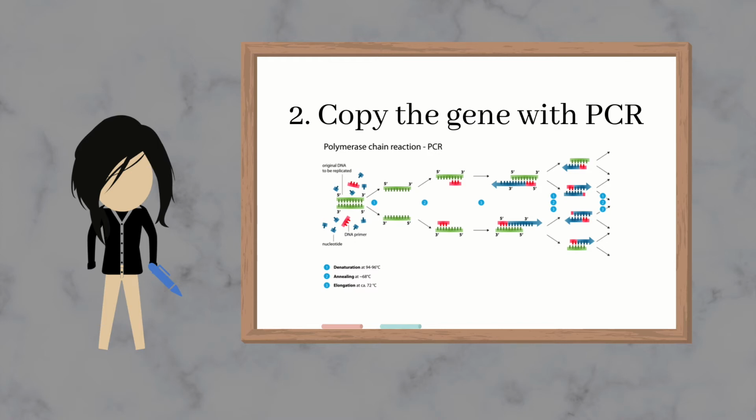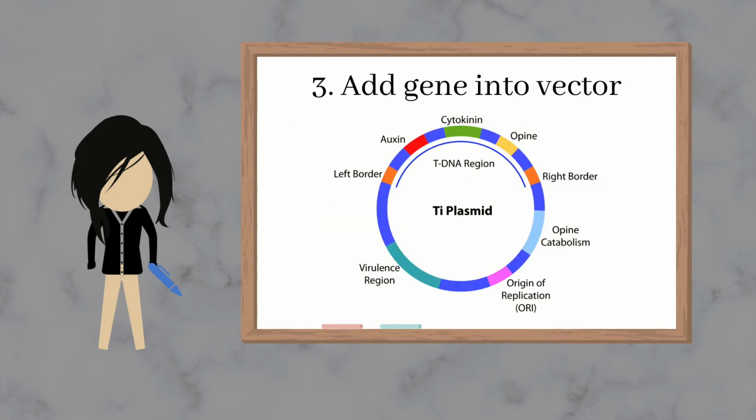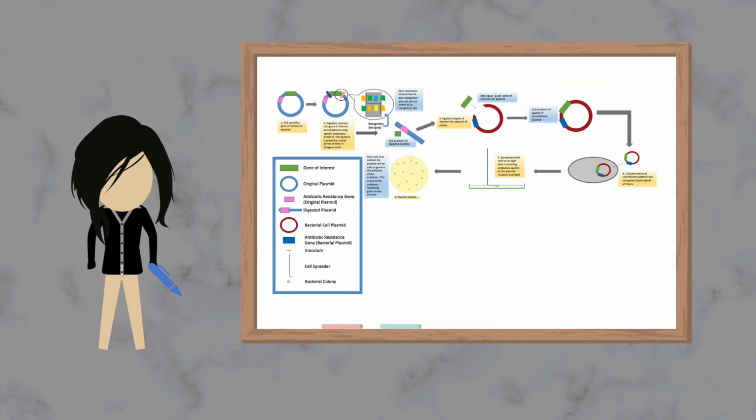Now, once you have enough copies of the gene, you need to add the gene into something called a vector. A vector is a vehicle that you use to get the gene into the bacteria. Insert the DNA into the vector, and you can use a restriction enzyme to cut the vector, and then a ligase to seal the gene into it.